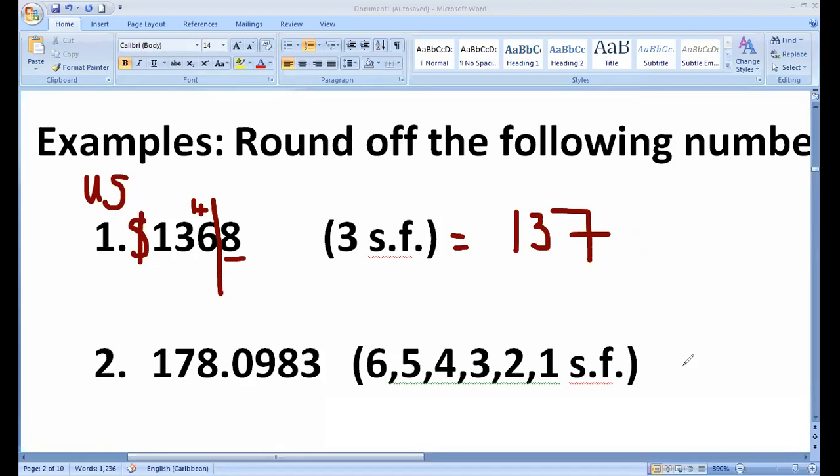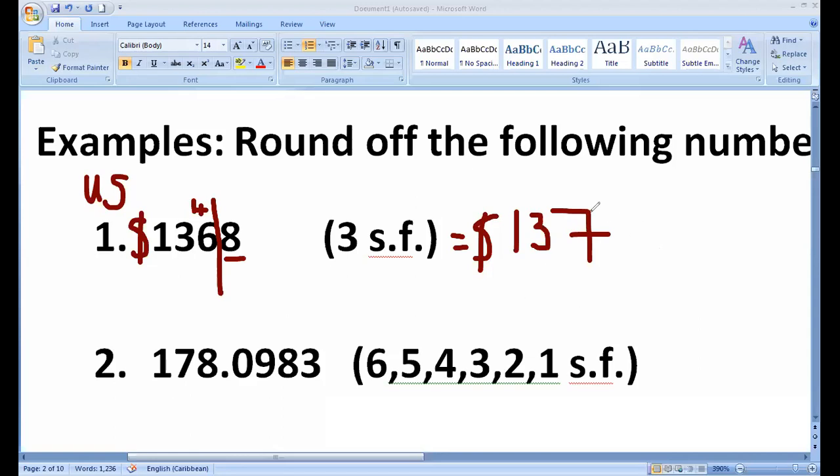Let us say you have 1,368 US dollars, right? You take it to the bank, and the bank rounds off to 3 significant figures. And the banker tells you that you're going to get 137 US dollars. Could that be correct? No, sir. Exactly. Impossible. It doesn't make any sense.